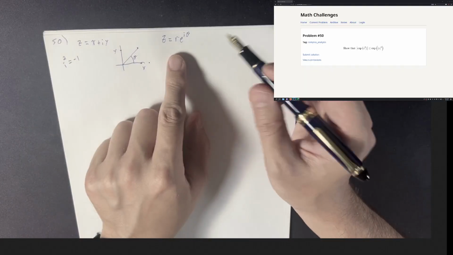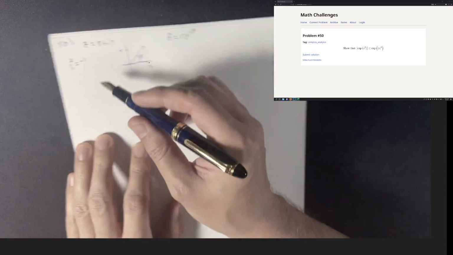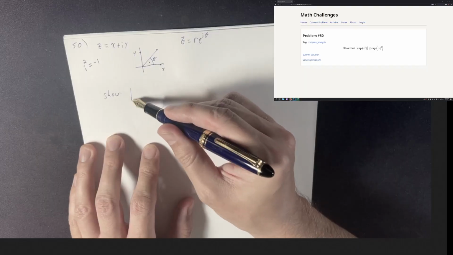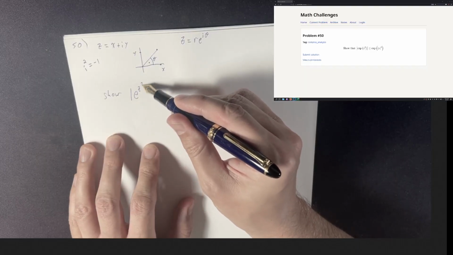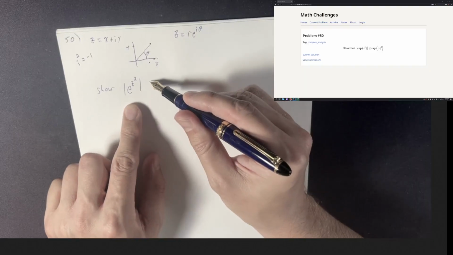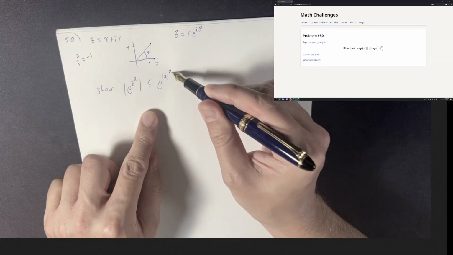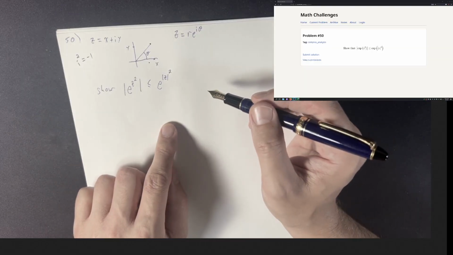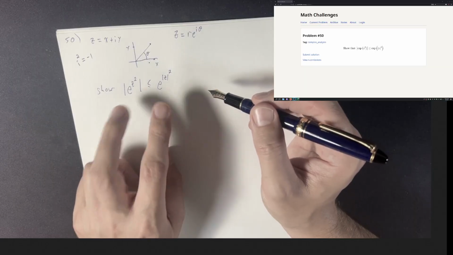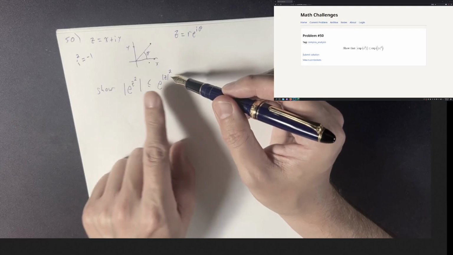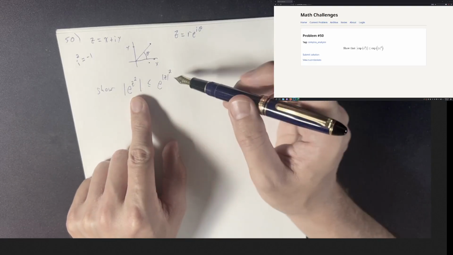I hadn't done this problem. So the question that we're working on with 50 is to show that if you take the magnitude of e to the z squared, it'll be bounded by e to the magnitude of z squared. And this is actually kind of reasonable if you just think about it, because like this amount has pretty much got to be bigger than just z squared.